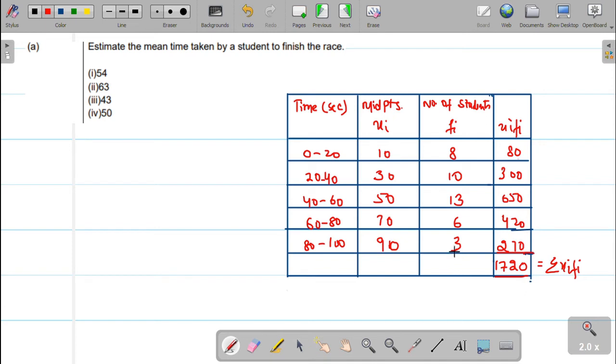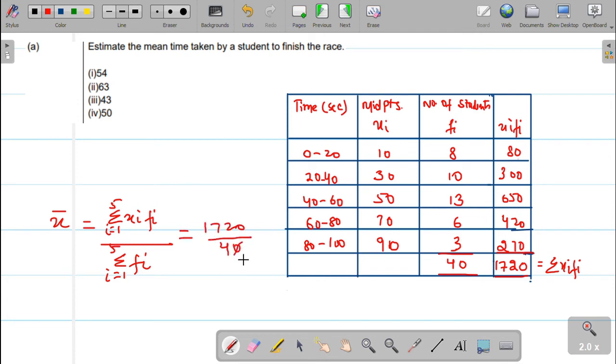And what is the sum of fi's? We will need that also. So we have here 18, then 21, 31, 31 and 9, 40. So simple formula for mean x bar is equal to summation xi fi, i equal to 1 to n. In this case, it is just 5, upon summation fi, i equal to 1 to 5. The values we have already calculated, 1720 upon 40, which on cancellation will give you 43. So 43 should be the answer.